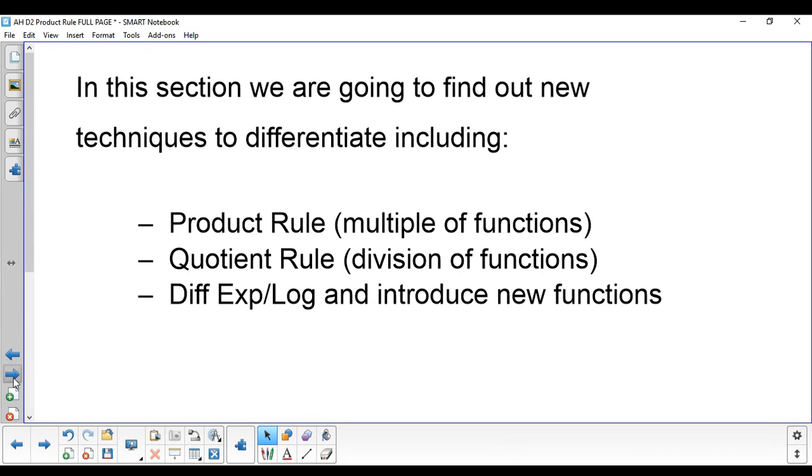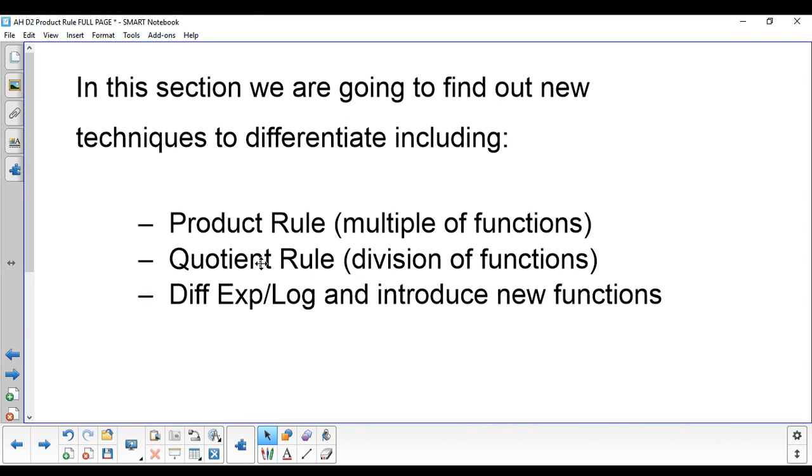Right, in this section, what are you going to do? You're going to learn how to differentiate using something called the product rule. And you might know this word, but a lot of people forget it from earlier on. Product means multiply. So it means multiple functions.